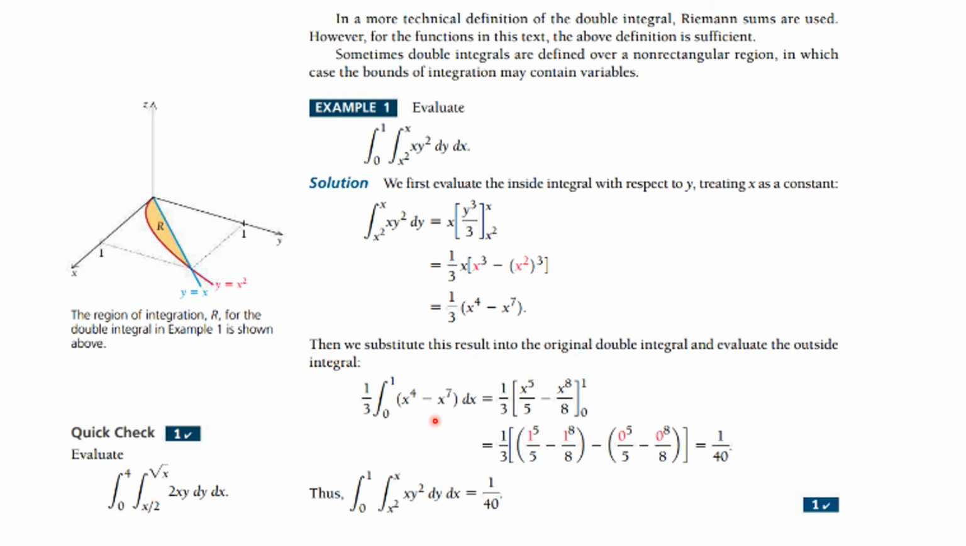And so we do that, and we're going to be able to pull out the 1/3. We have this. We add 1 to the exponent, divide by the new exponent both times, and use the fundamental theorem of calculus to evaluate this. Make sure you're following these calculations, and we get 1 over 40. So the answer to the problem is 1 over 40.